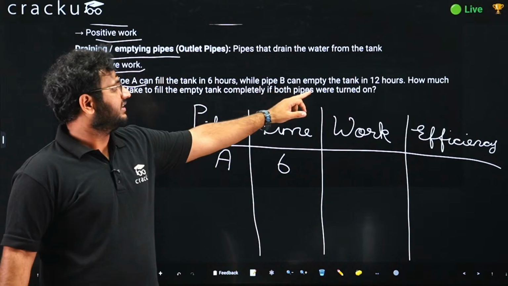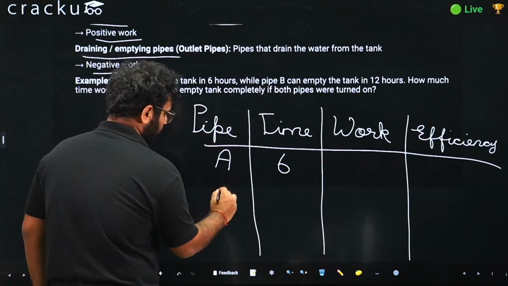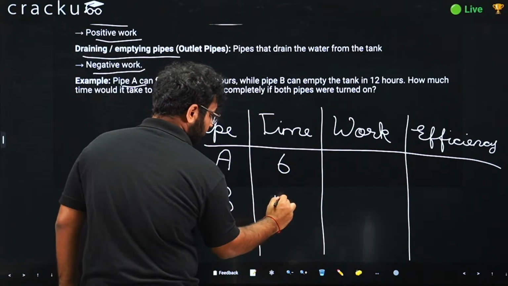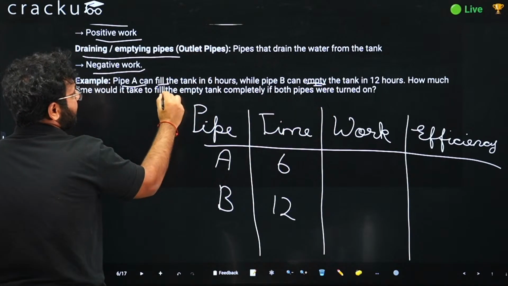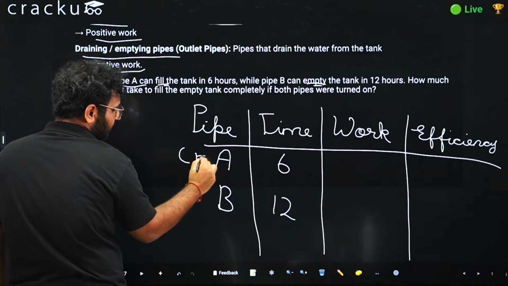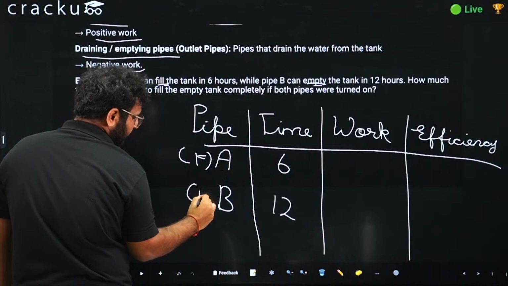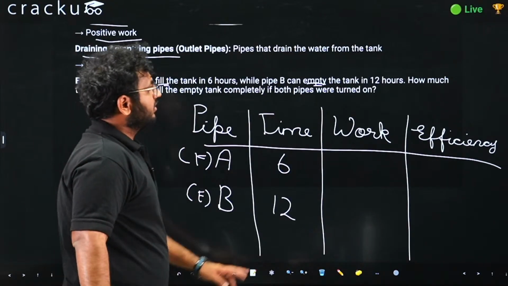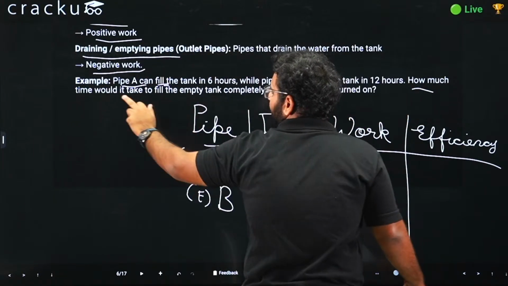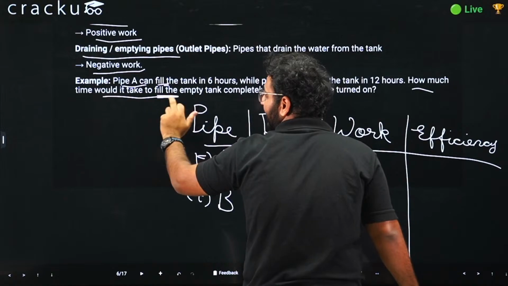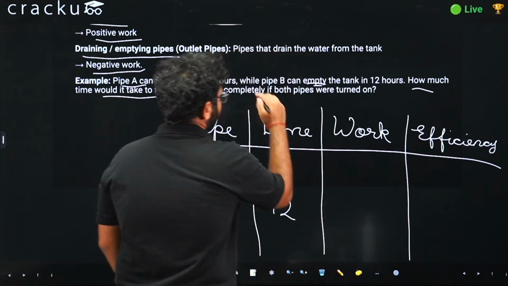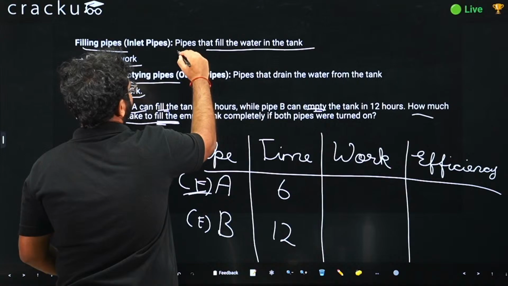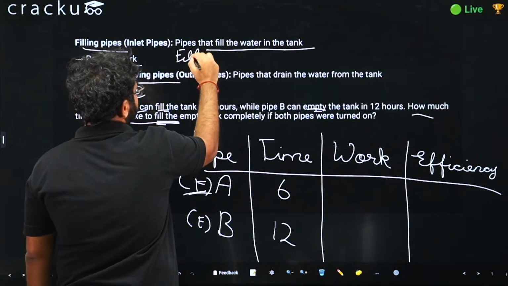Pipe B can empty the tank in 12 hours. So pipe B, just remember it is emptying. Pipe B is emptying and pipe A is filling. So write F here and write E here. How much time would it take to fill the empty tank? So filling is positive. So assume filling is positive.